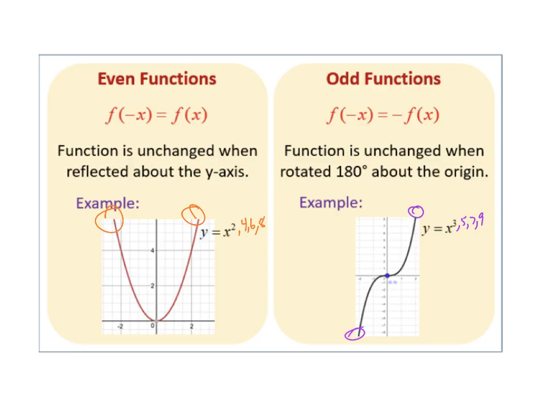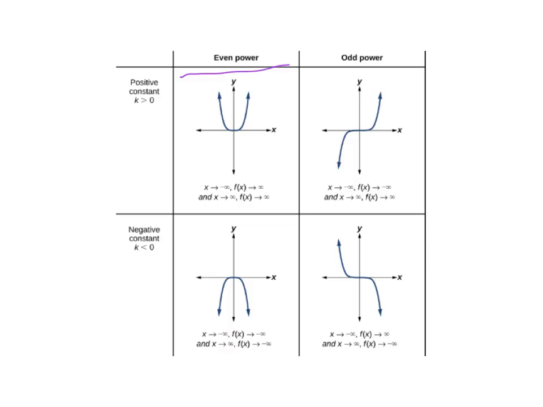So x to an even degree, and remember, degree equals highest exponent. No matter how many terms in a polynomial, we're only worried about the highest exponent. If it's even, it ends in the same spot. If it's odd, it ends in a different spot. Now, in this lesson, we're only worried about these.